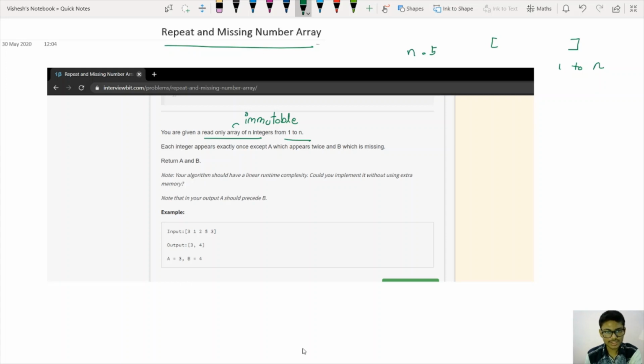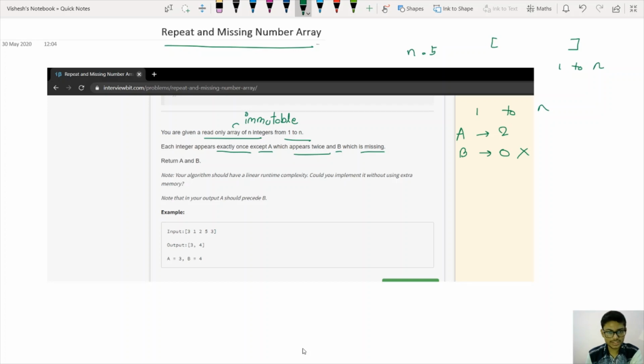Now further it is written that each integer appears exactly once except a, which appears twice, and b, which is missing. So it means that out of these n elements there would be one element a which will come twice in this given array, and there would be one element b which has frequency 0 in this given array. So it means that this element b is missing.